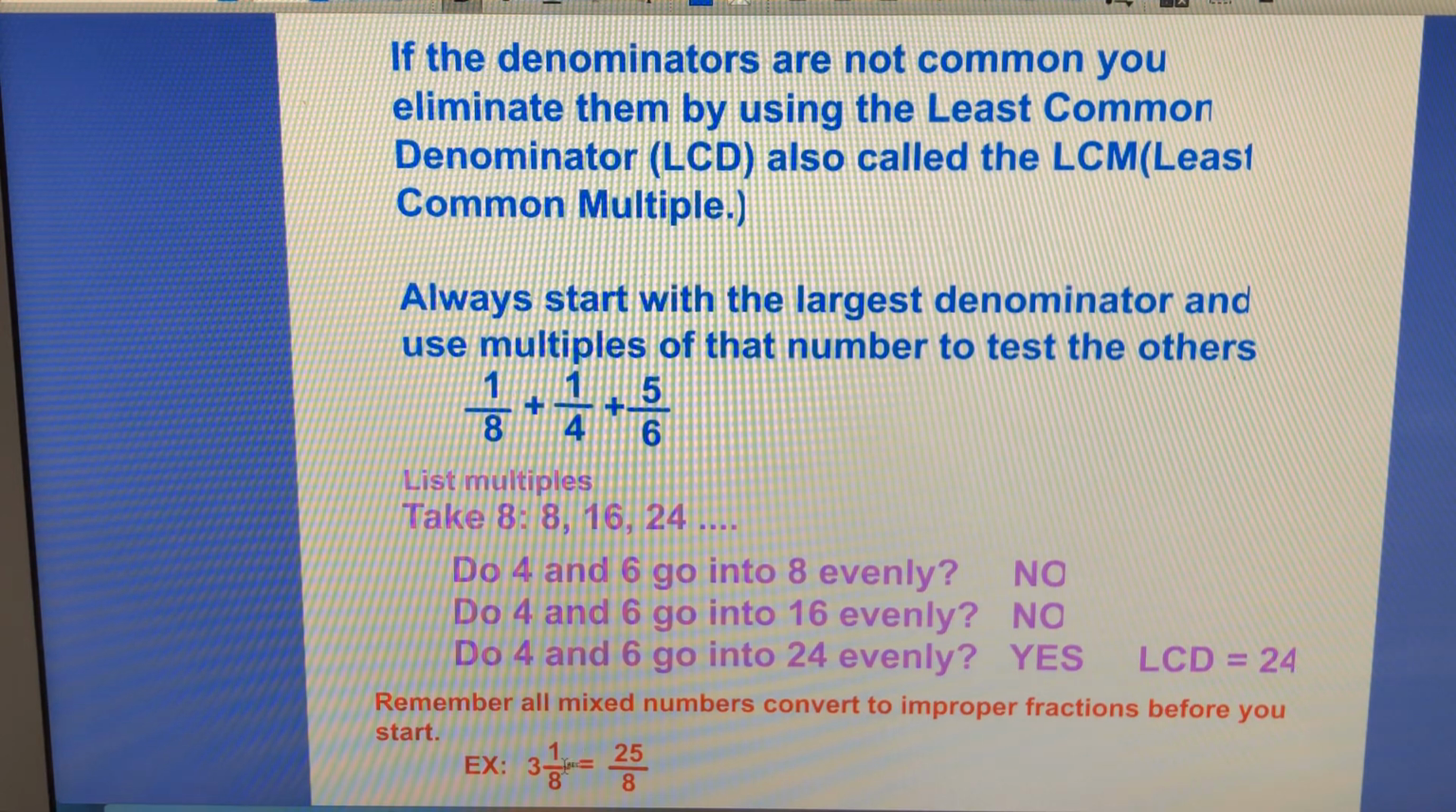Remember, 3 1/8, when you are multiplying and dividing fractions, you must convert it to an improper fraction. 3 1/8 is actually 3 times 8 is 24 plus 1 is 25 over 8.